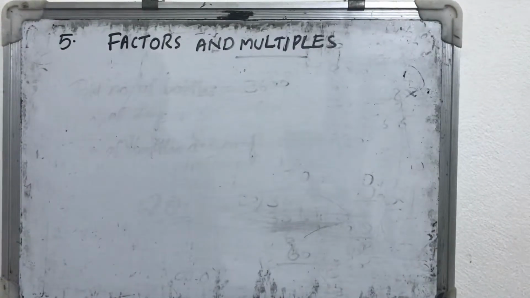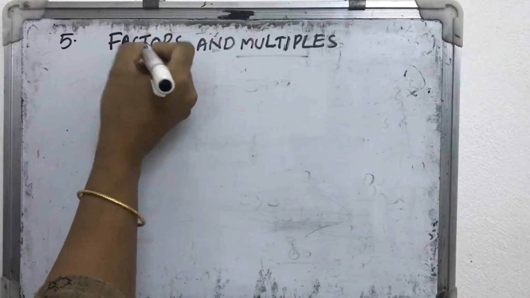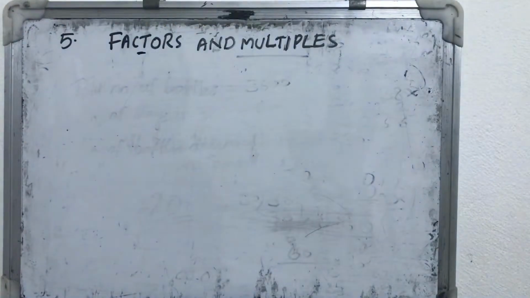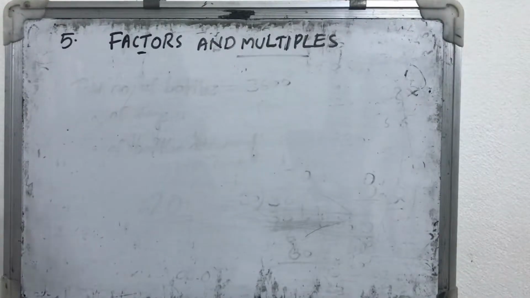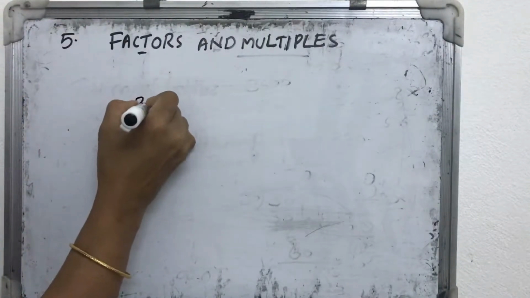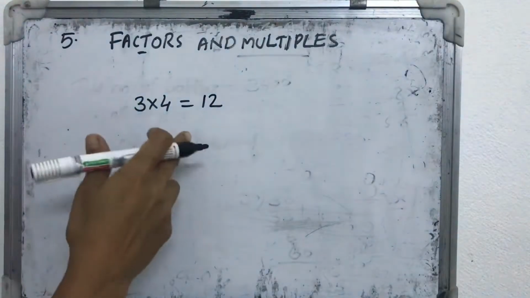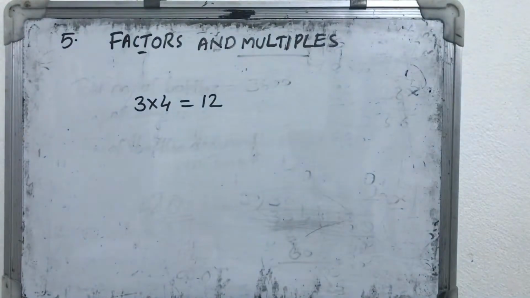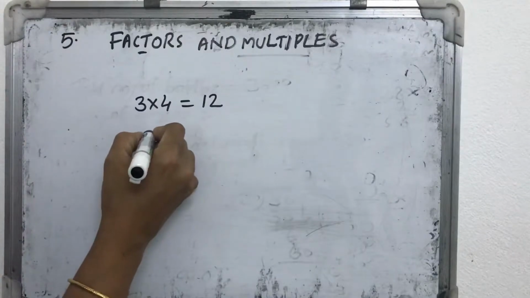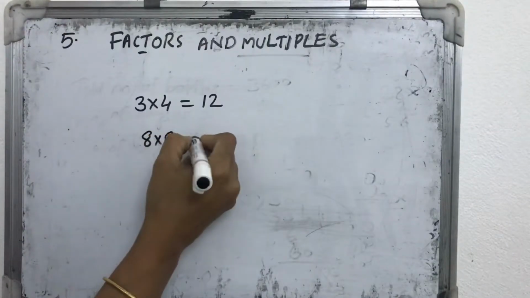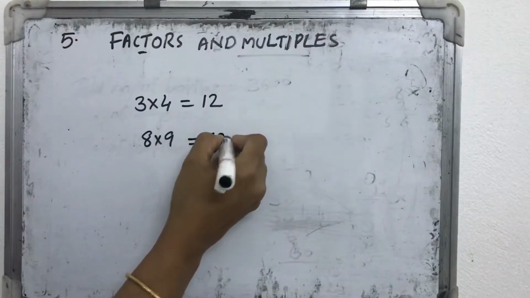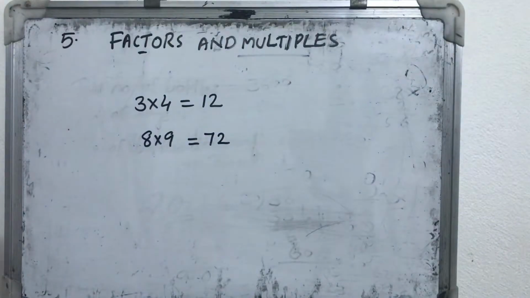Okay. So first is factors. What is meant by factors? I will explain this through one example. We know 3 into 4 is equal to 12. That's a multiplication fact. Another multiplication fact we can say is 8 into 9, which is equal to 72. We know different multiplication facts, and division facts also we know.